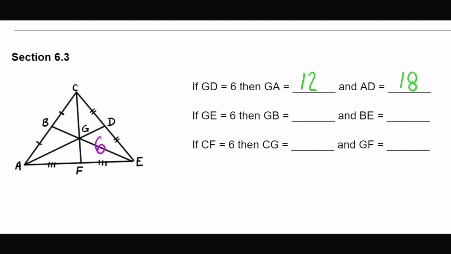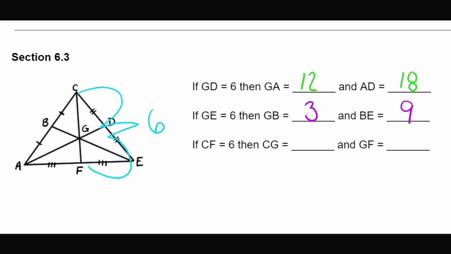Now, if GE is 6, that is the middle distance, not the shortest and not the total. That means the shortest distance will be half of 6, so BG will be 3, and 6 plus 3 is 9. Also, since we knew that the shortest distance was 3, 3 times 3 is also 9. So if GE is 6, that means GB is 3 and BE is 9.